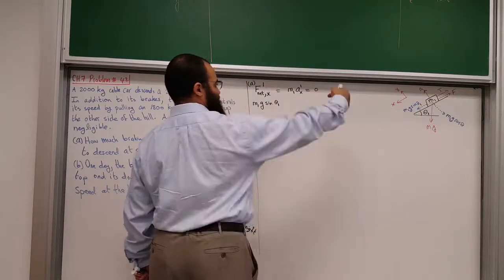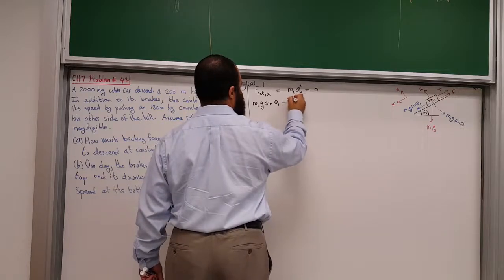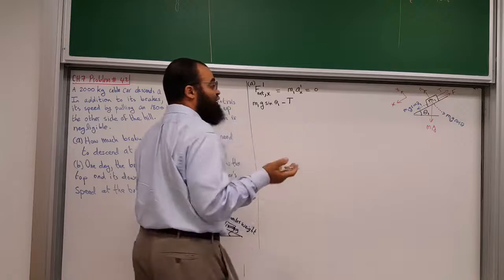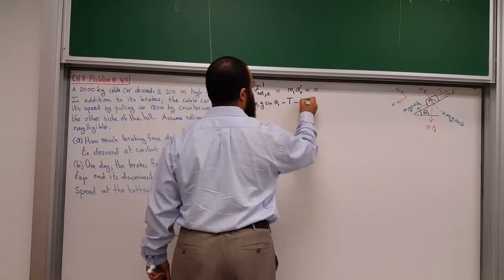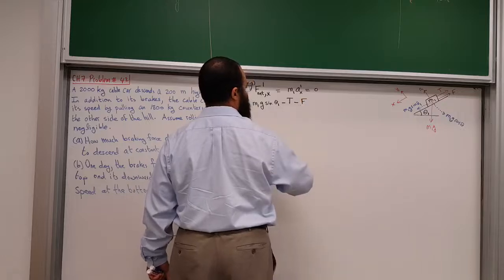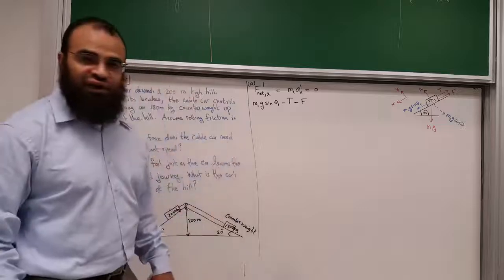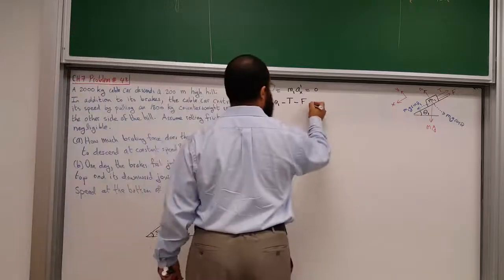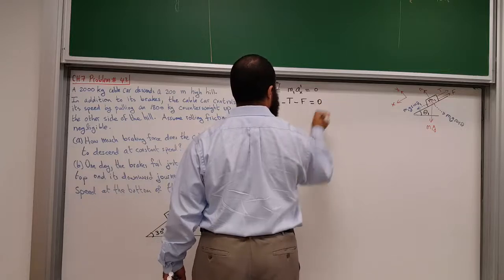That's positive because that's the positive direction, down the incline, minus the tension because it's up the incline and I'm considering that to be the negative direction. It doesn't matter. And then minus the braking force, F. And by the way, I know the braking force exists because they told me that it is there. And brakes oppose the motion, so it's in the opposite direction. Equal to 0.